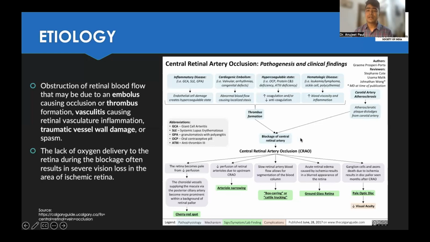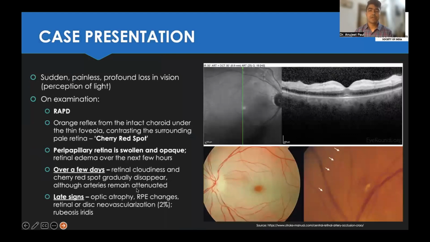The blockage of the central retinal artery leads to some characteristic findings in the fundus, like a cherry red spot, arteriolar narrowing, box carting or cattle trucking, a ground glass retina, and eventually a pale optic disc, which results in permanent decrease in vision. So at the very occurrence of this disease, a patient within the first 24 hours will present with a sudden, painless, profound vision loss, which may be up to perception of light.